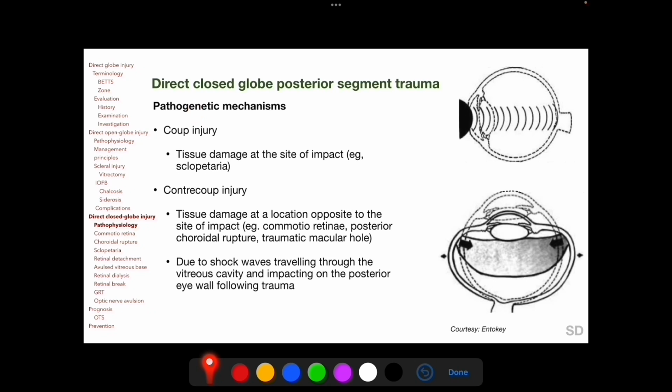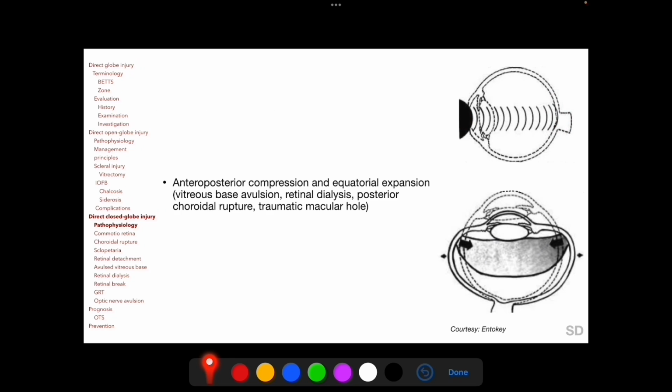Pathogenetic mechanisms for direct closed globe posterior segment trauma include coup injury, in which tissue damage occurs at the site of impact, contrecoup injury, in which tissue damage occurs at a location opposite to the site of impact due to shock waves traveling through the vitreous cavity following the trauma and impacting on the eye wall diagonally opposite to the site of impact, and due to equatorial expansion as shown here in this diagram due to anteroposterior compression during the trauma.